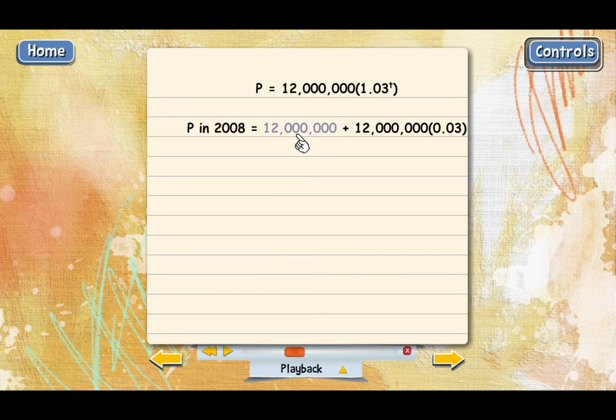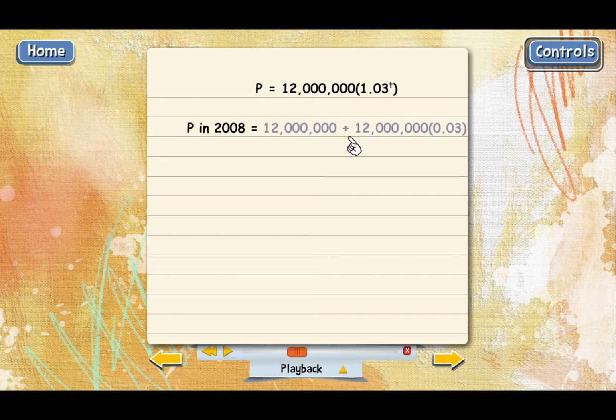See, here's the original 12 million people that lived in Bula Bula in 2007, and then this is how many babies were born. Or it doesn't have to be babies, it could be people moving into the country, but we just take 3% of 12 million, and then you know how to do that. You just multiply 12 million by 0.03, and then we add that number to the original 12 million, and that gives us the population of the country in 2008.